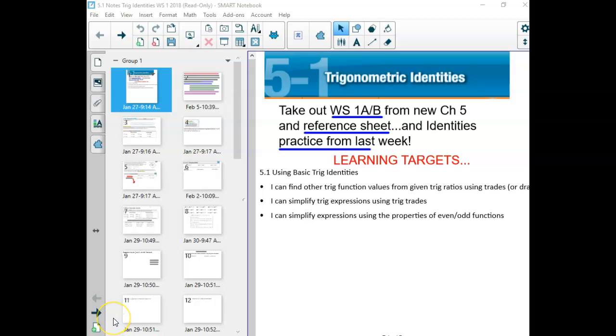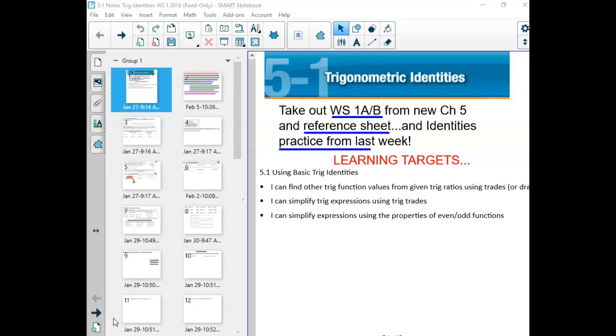So we begin our next chapter in Trig. This is chapter 5. I prefer this to the other Trig chapter. This is the very algebraic Trig chapter. It's my favorite, which should tell you something. We're going to start with Trig identities and swapping and simplifying.